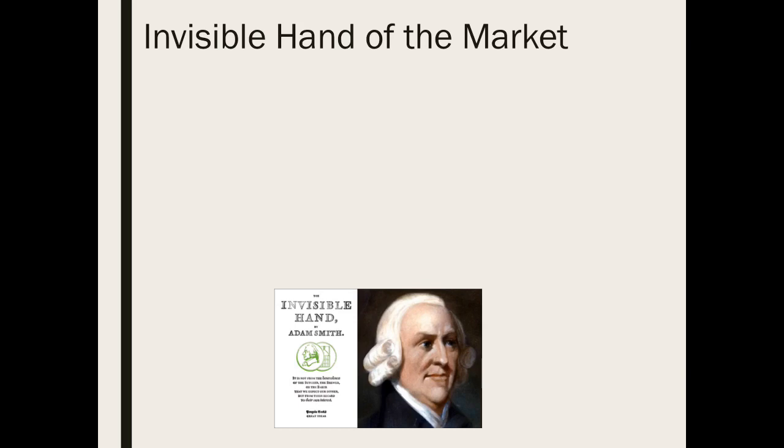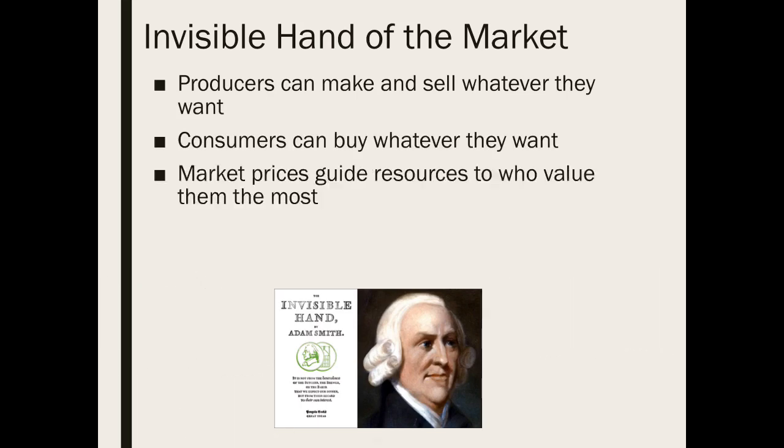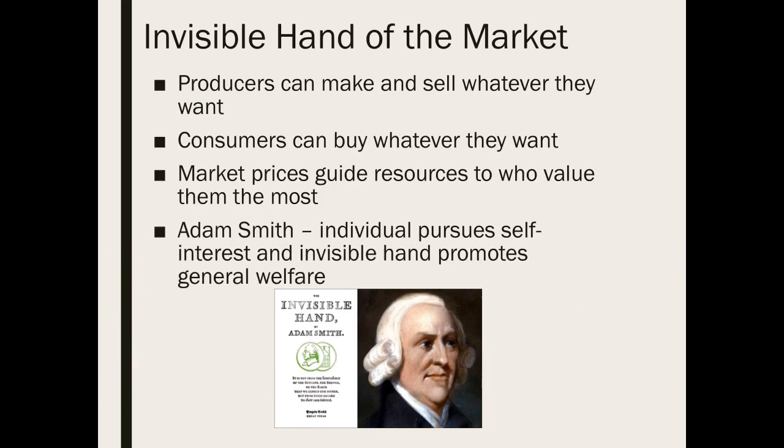Okay, Adam Smith is the economic philosopher that came up with this invisible hand. And basically what he believes is that in a free market economy, resources end up in the hands of people who value them the most. So a producer can make and sell whatever they want. We're taking any laws and restrictions out of the way here. So we're pure free market. There are absolutely no laws or restrictions at all. So producers can make and sell whatever they want. Consumers can buy whatever they want.